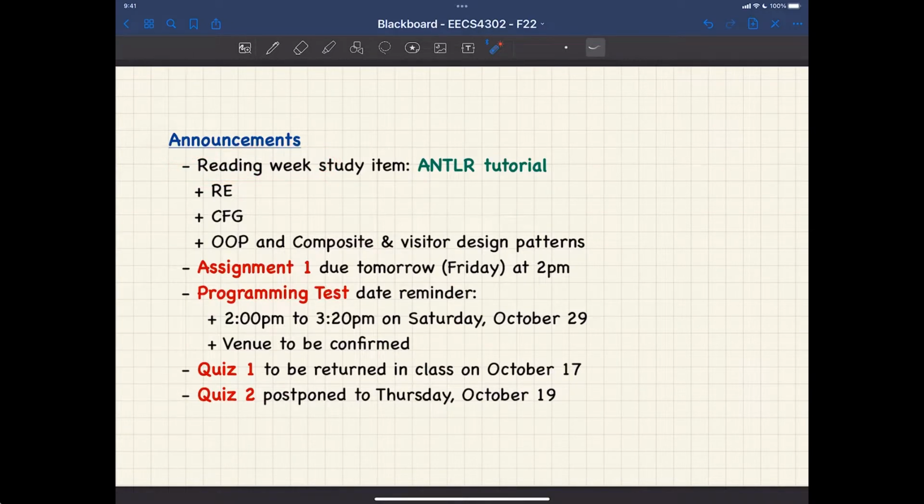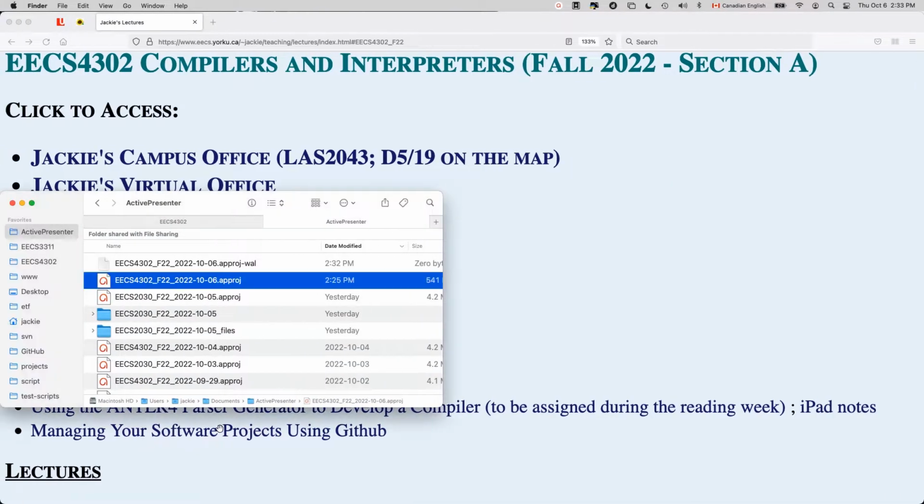As I mentioned before, to get yourself started for assignment number 2, and also for your project, and also the programming test, study this tutorial. I'll show you where it is, and I'm going to write it in the announcement as well. But let me just show it to you so you can start right away if you wish after today's class. All right? So you have the reading week to finish that.